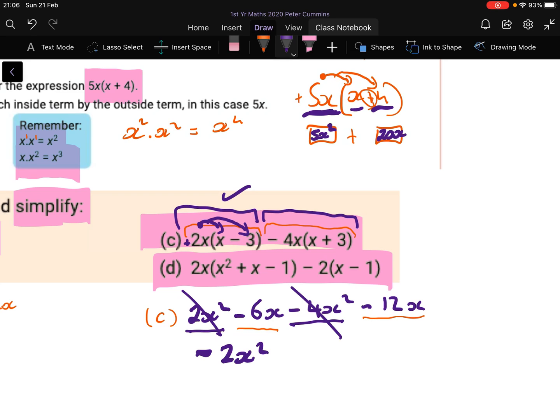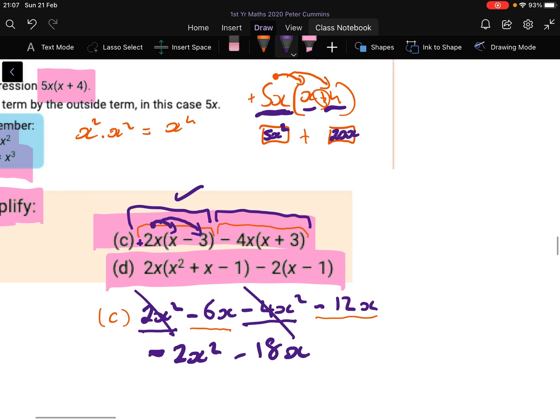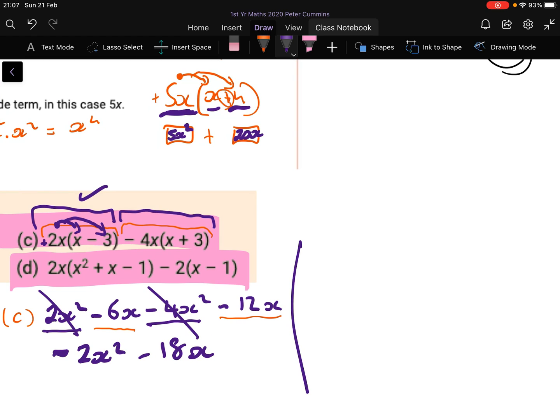My second one, I have minus 6x and I want to take away another 12 x's. So I'm already down 6, and I lose another 12. It's going to be minus 18x, and that's the answer to part C, done and dusted. I'm going to bring D over here, do D here, okay?